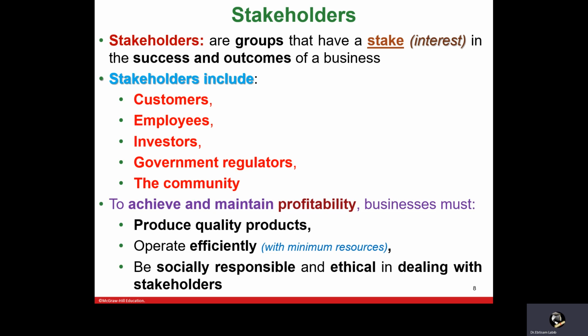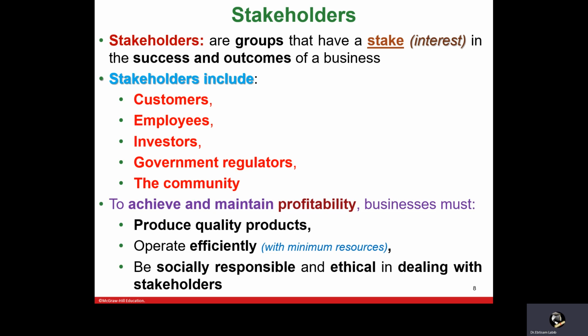If you want to define the stakeholders, they are the groups that have a stake or an interest in the success and the outcomes of the business. They are interested to have a certain business being profitable and successful. Most importantly, we have the owners, we have the customers. They are interested to have a certain business successful or profitable, because when the business is successful, the customers will continue being able to purchase their favorite products from that business.